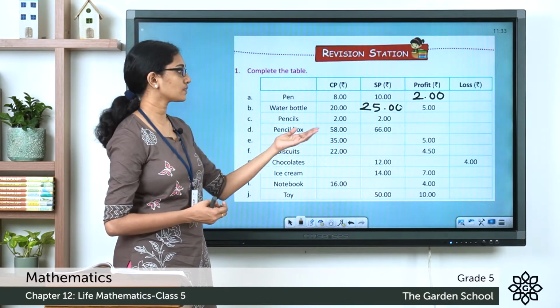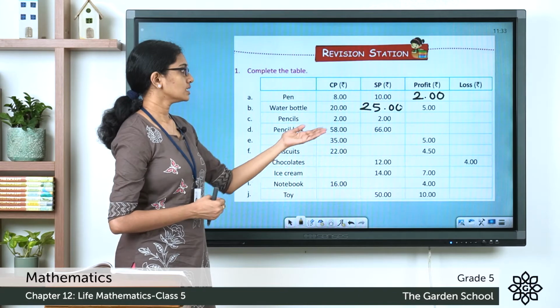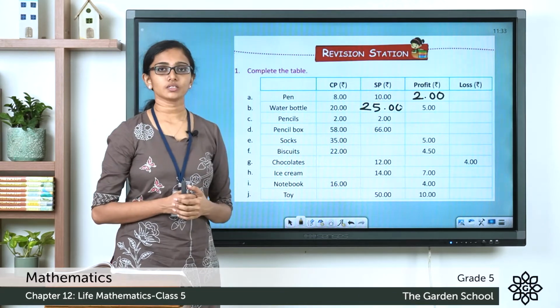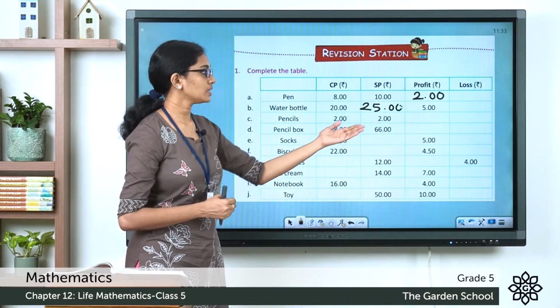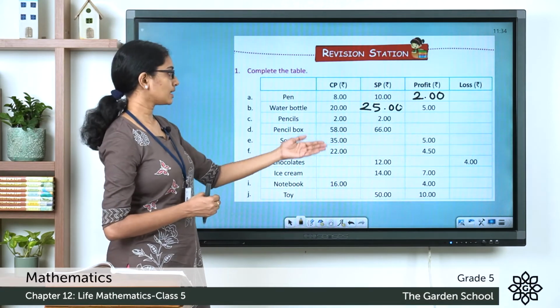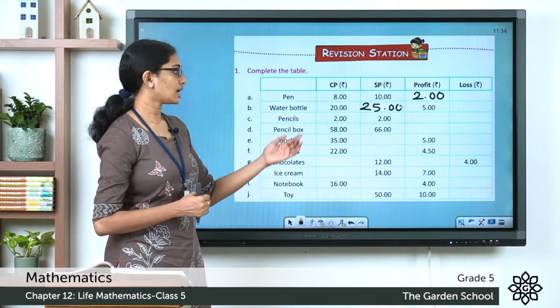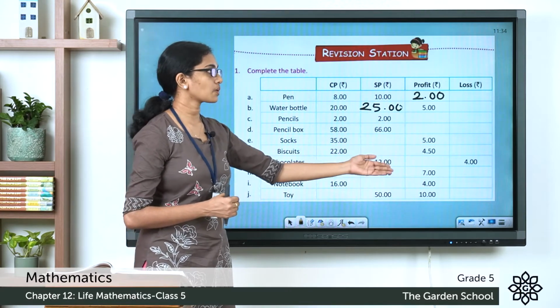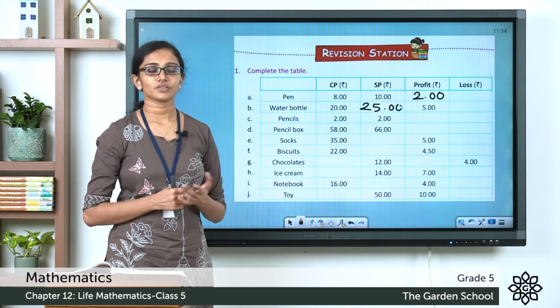How do you find out if it is a profit or loss? The selling price is more than the cost price. So obviously it will be a profit. So you have to find out the amount yourself and complete the table by finding out either the cost price, selling price, profit or loss as required. So let's see the next question.